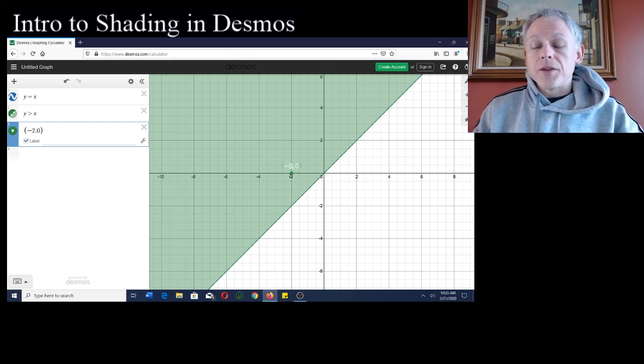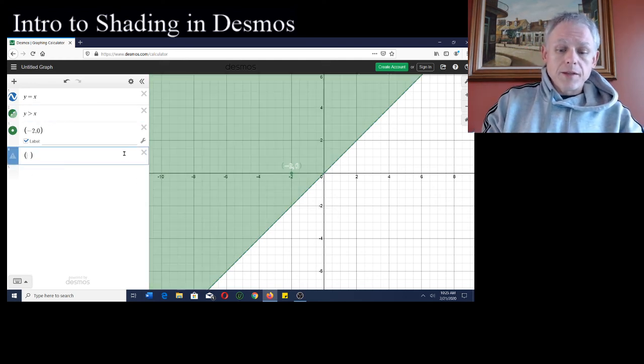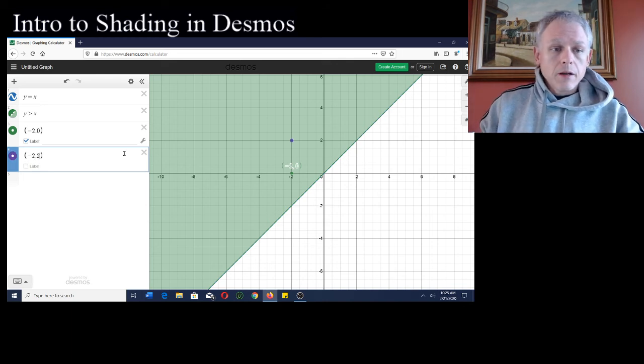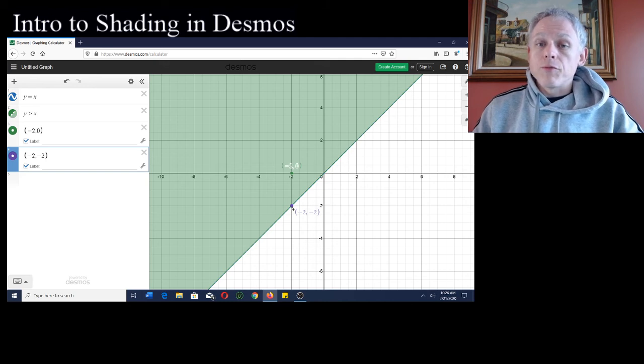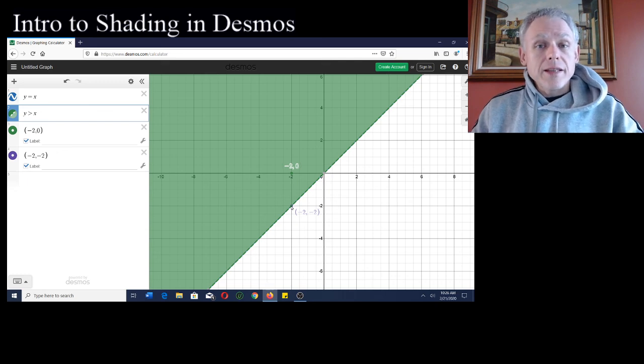We can see that minus 2, 0 is in the shaded region. Now, if we look right on the line, that's minus 2, minus 2. This purple point is right on the line here. If we plug in minus 2, this says y has to be bigger than minus 2. For this point over here, the y coordinate is 0. Since that's bigger than minus 2, it is in the solution, so it's in the shaded region.